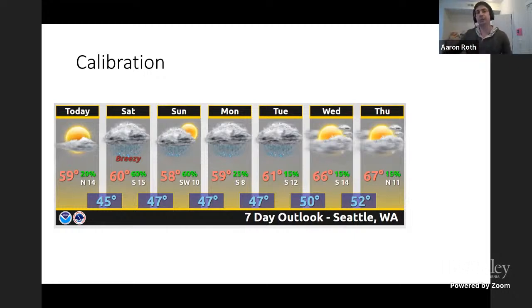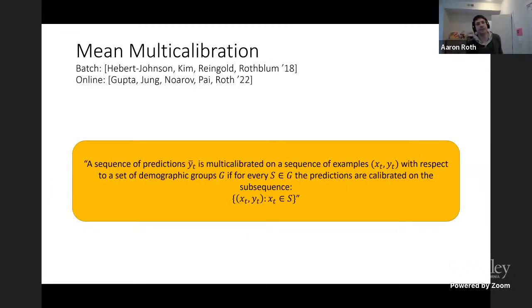30% of them really do, that is unsatisfying for the same reason that these marginal prediction intervals were unsatisfying, because it's averaging over what might be a very heterogeneous population that have medically relevant properties. And so Hebert-Johnson, Kim, Reingold, and Rothblum proposed back in 2018 in a really nice paper a partial mitigation to this problem called multicalibration.